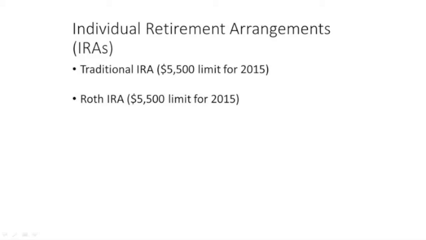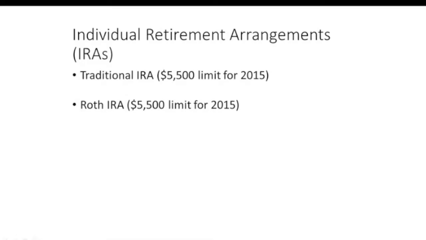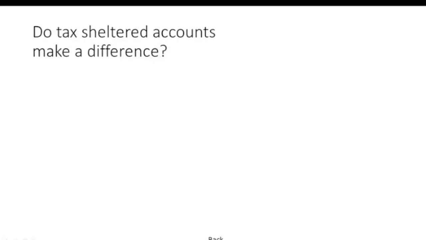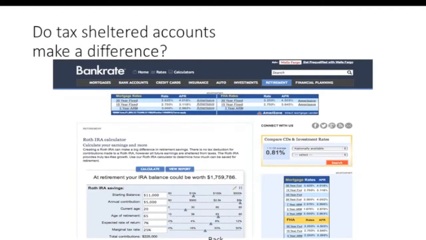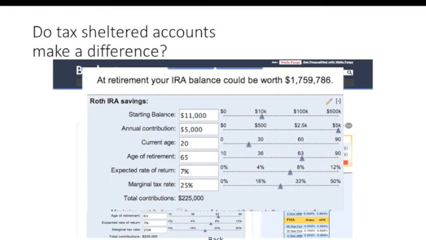The two types of IRAs are the traditional and Roth IRAs. The contribution limit remains $5,500 in 2016 for both of these. Which one is best for you depends on your personal situation, but generally speaking, almost always people of your age will benefit more from the Roth IRA. But first, let's look at the difference between saving in a Roth IRA and saving in a taxable investment vehicle.